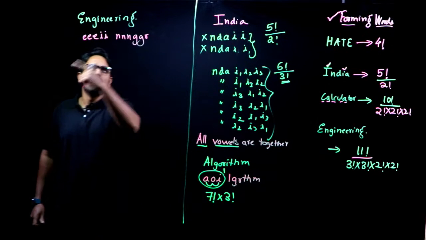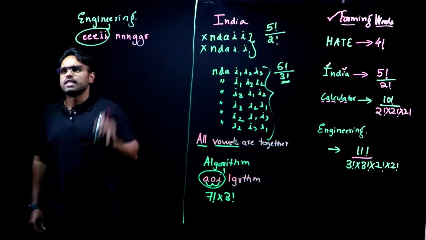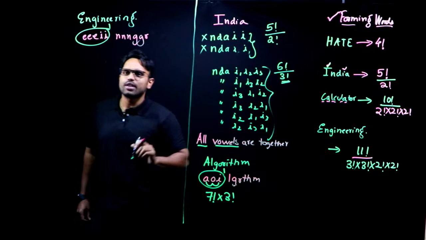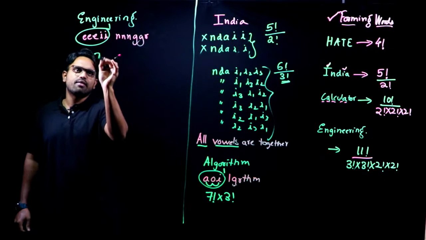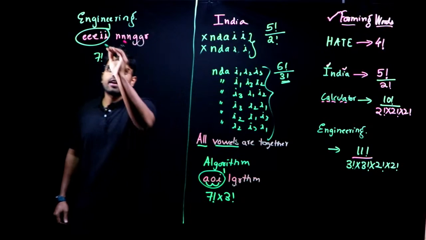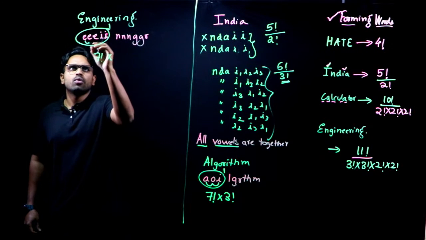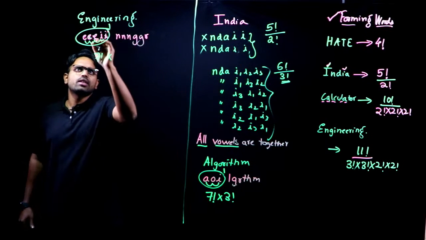Now, look at it. What do I have to do? I have to treat all the vowels as a single unit. Now, how many consonants do I have here? 1, 2, 3, 4, 5, 6. 6 and 1 unit, 7. 7 factorial, into what? They can rearrange among themselves. In how many different ways can they rearrange among themselves?